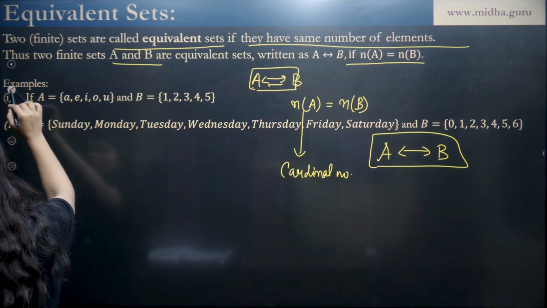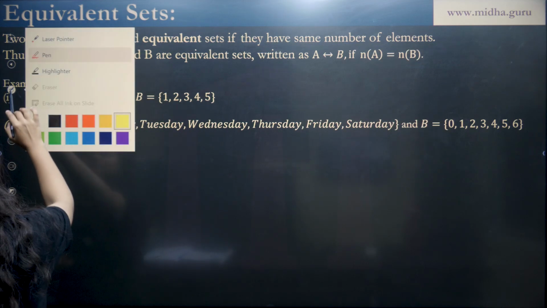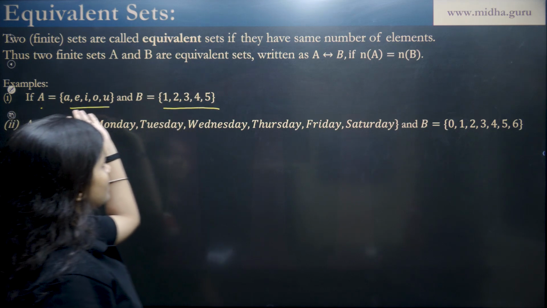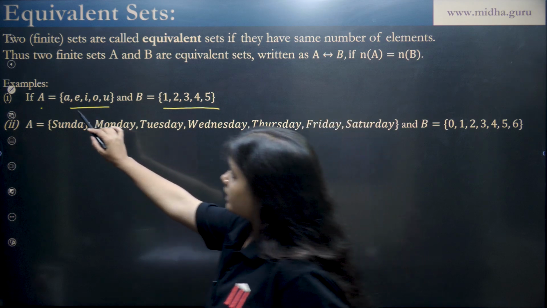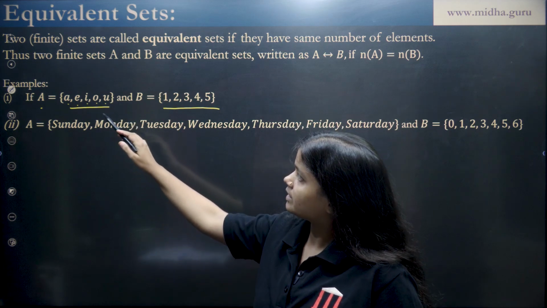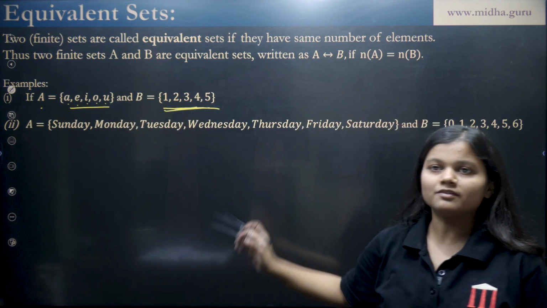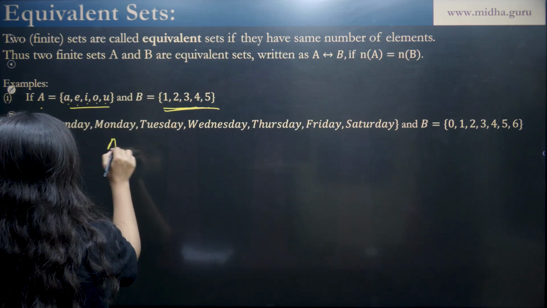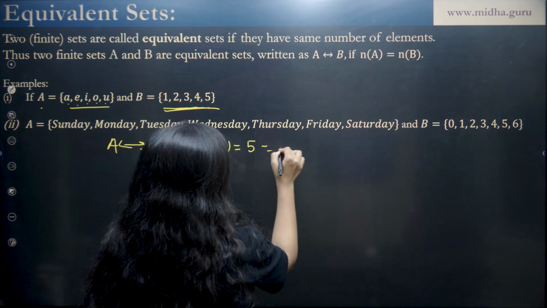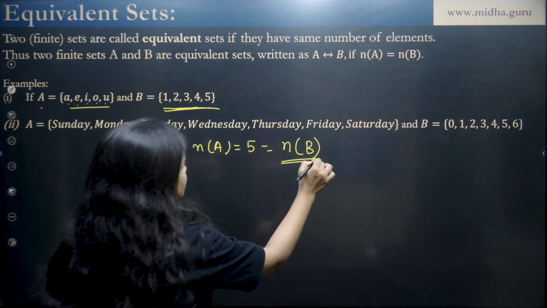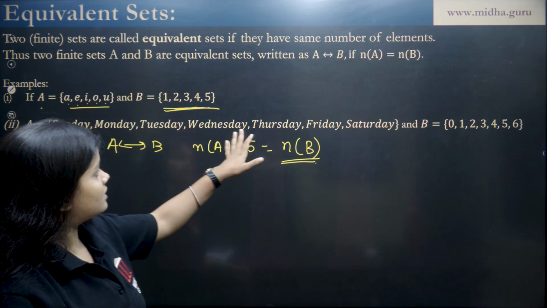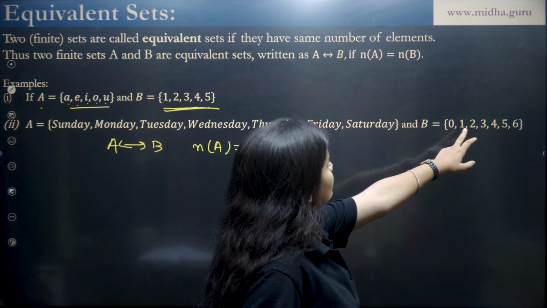Now let's understand this with the help of one example. If A is a, e, i, o, u and B is 1, 2, 3, 4, 5, are these sets equivalent? In set A there are 5 elements, and in set B also there are 5 elements. So A is equivalent to B, and n(A) equals 5, which equals n(B). Next, if A is Sunday, Monday, Tuesday, Wednesday, Thursday, Friday, Saturday, and B is 0, 1, 2, 3, 4, 5, 6.